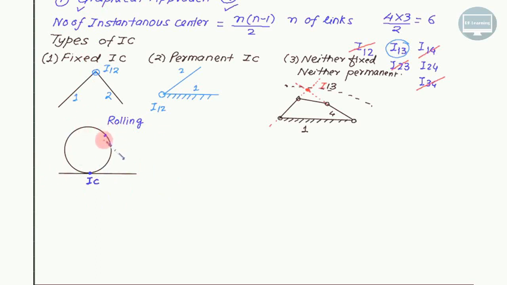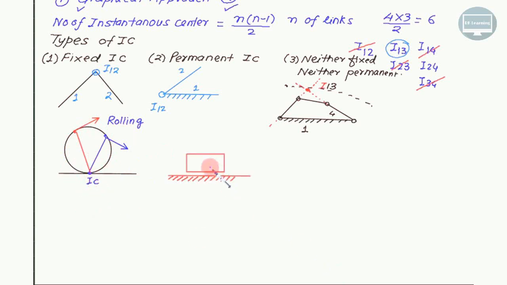Anywhere you want to find the velocity, what do you do? You join this point with the IC and just draw the perpendicular to this one in the same sense as that of omega. If you want to find the velocity at this point, join this point with the IC and then draw the perpendicular in the same direction as that of rotation. So the linear velocities of all these points are different, except at the IC, where velocity will be equal to 0. Wherever it may be, the IC is always fixed, that is at this point.